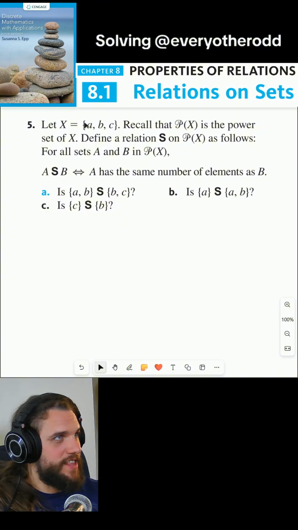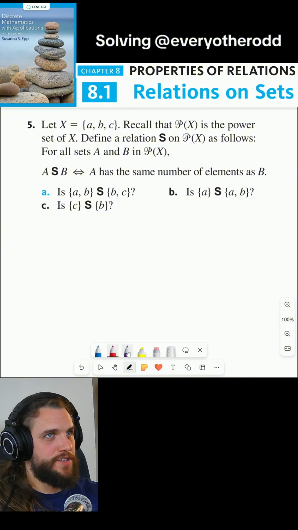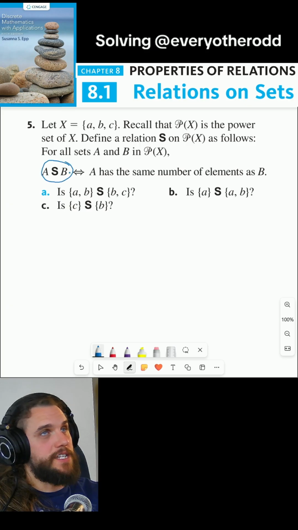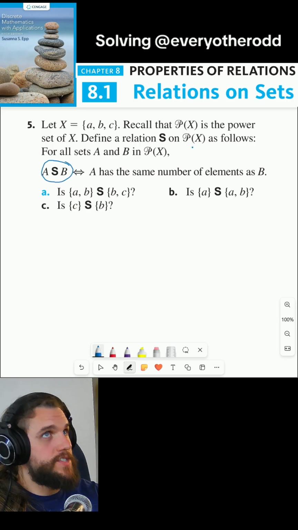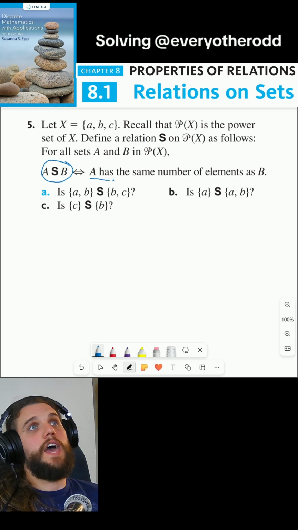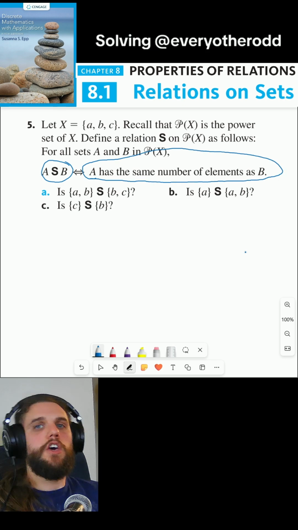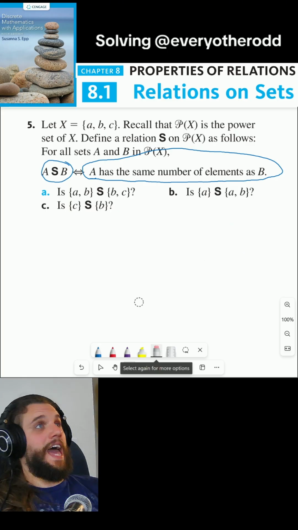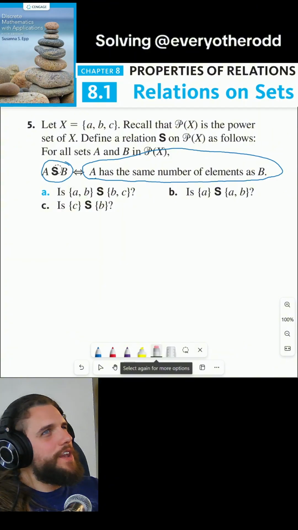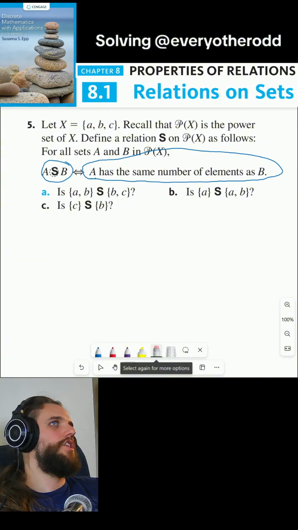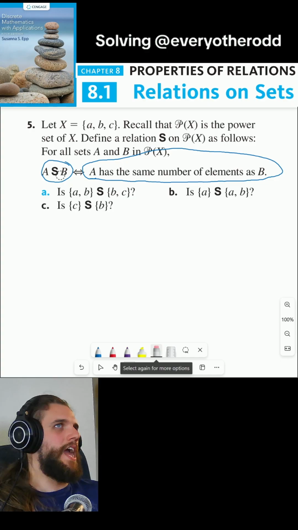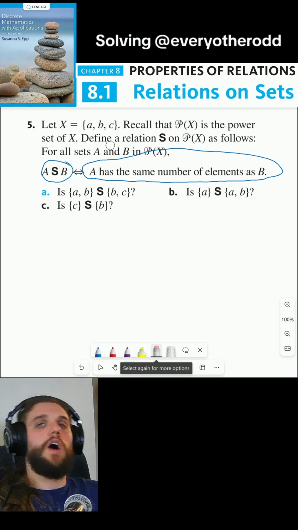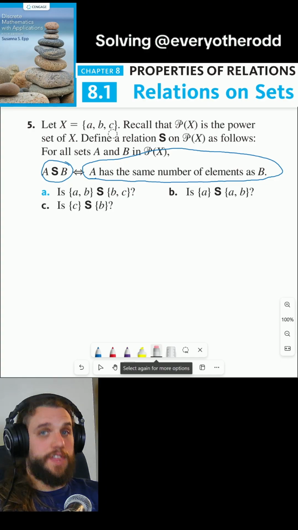Notice how I said that. And let me re-emphasize that. A is related to B under the relation S if and only if A has the same number of elements as B. So keep in mind that A and B, notice how they're capital letters. They bolded S to distinguish between the capital letters A and B. In discrete math, we always represent sets with capital letters.